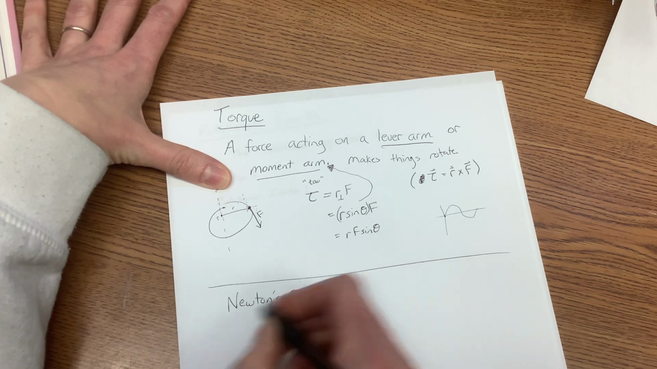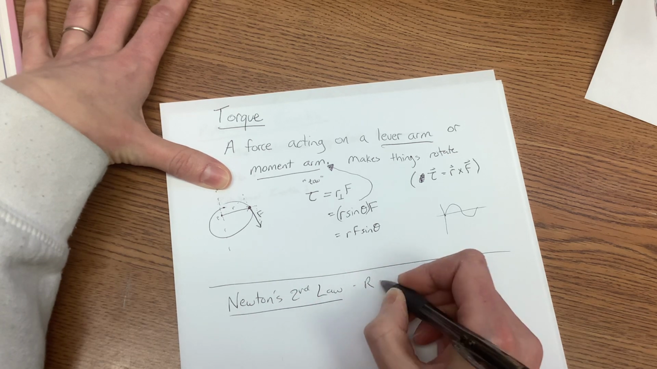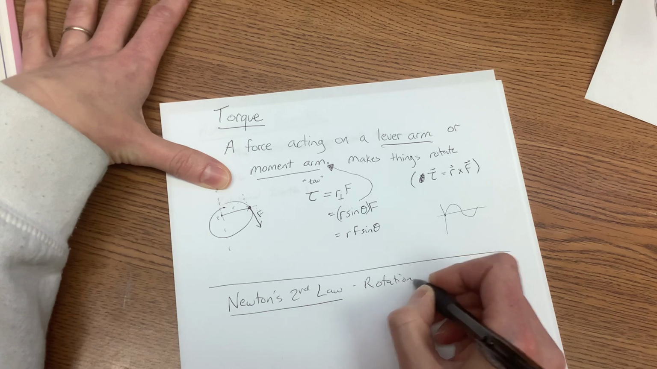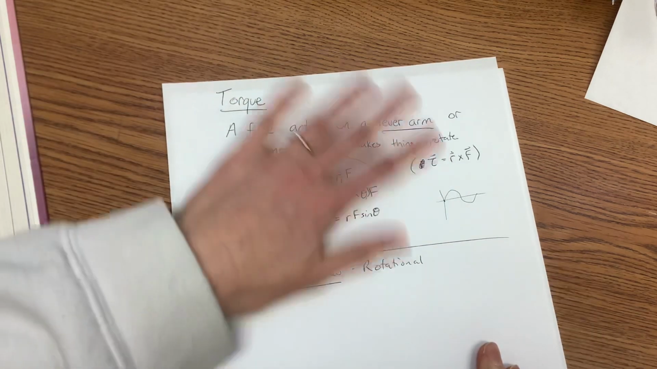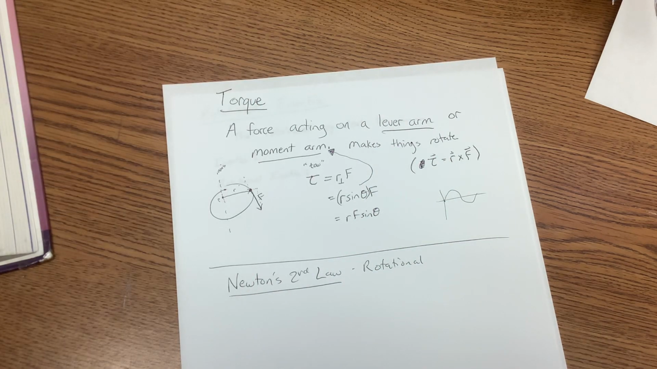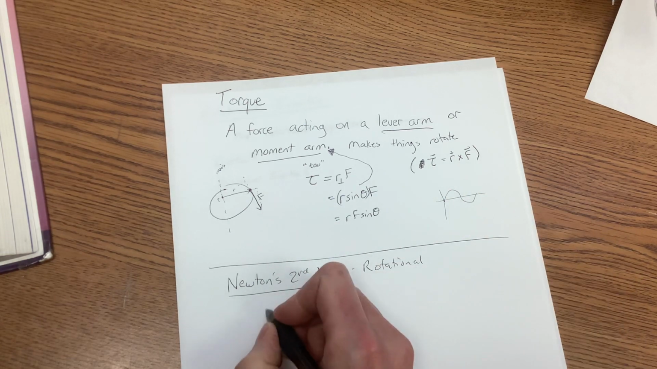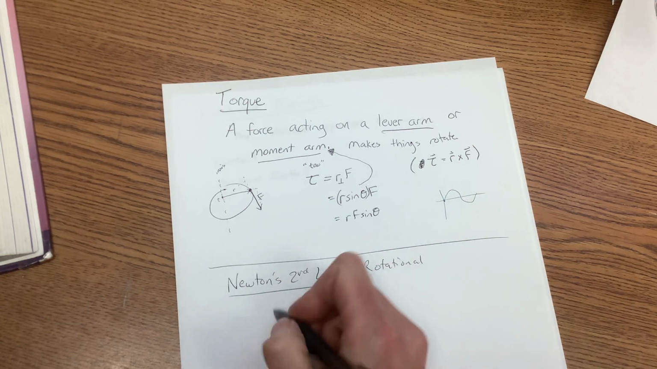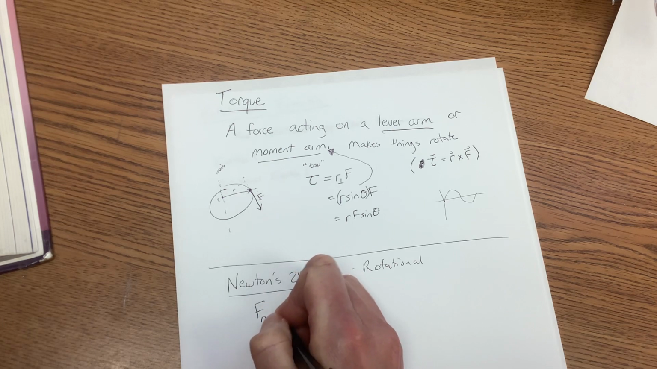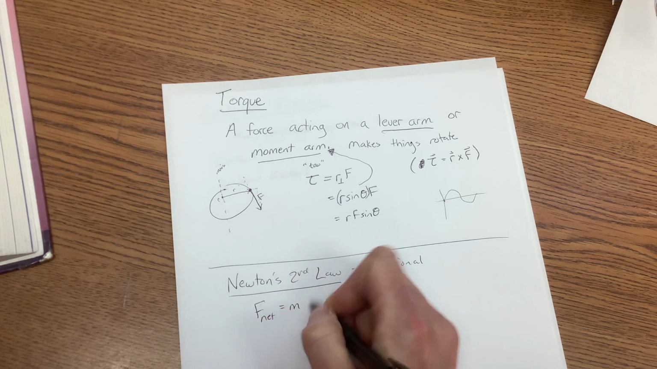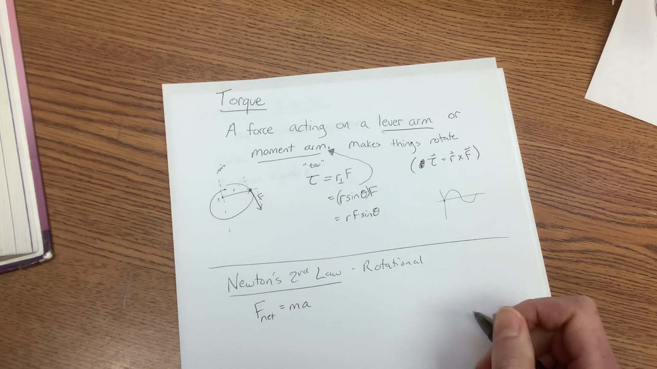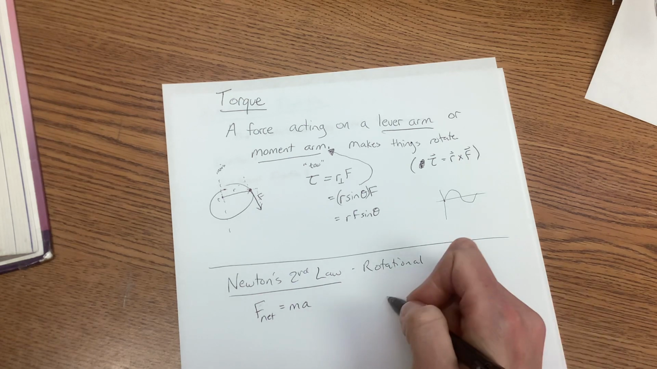In rotational motion, we've been doing a bunch of equivalents already. We had omega instead of v and alpha instead of a. And now we're going to use torque instead of force. So F net equals ma is our linear Newton's second law.